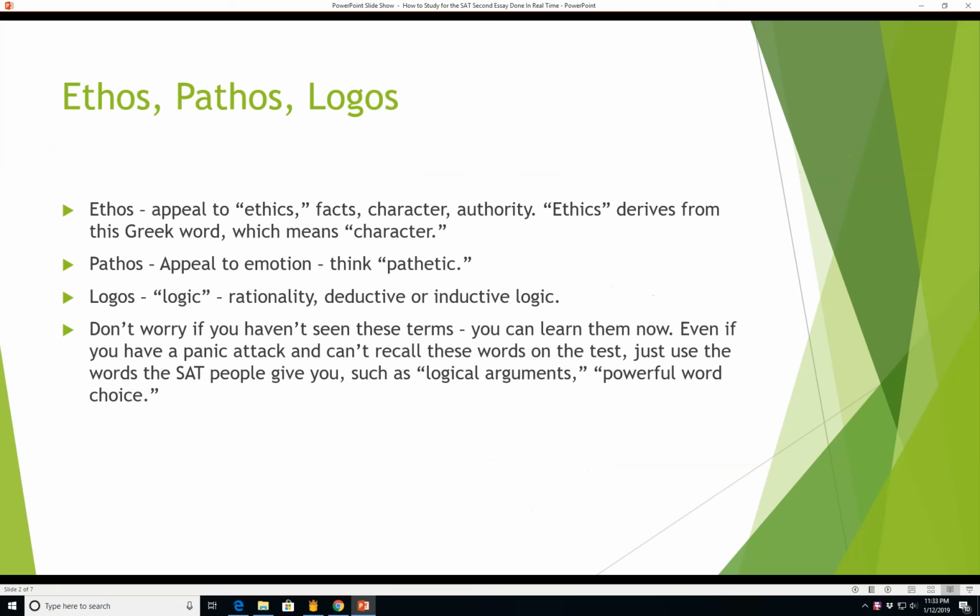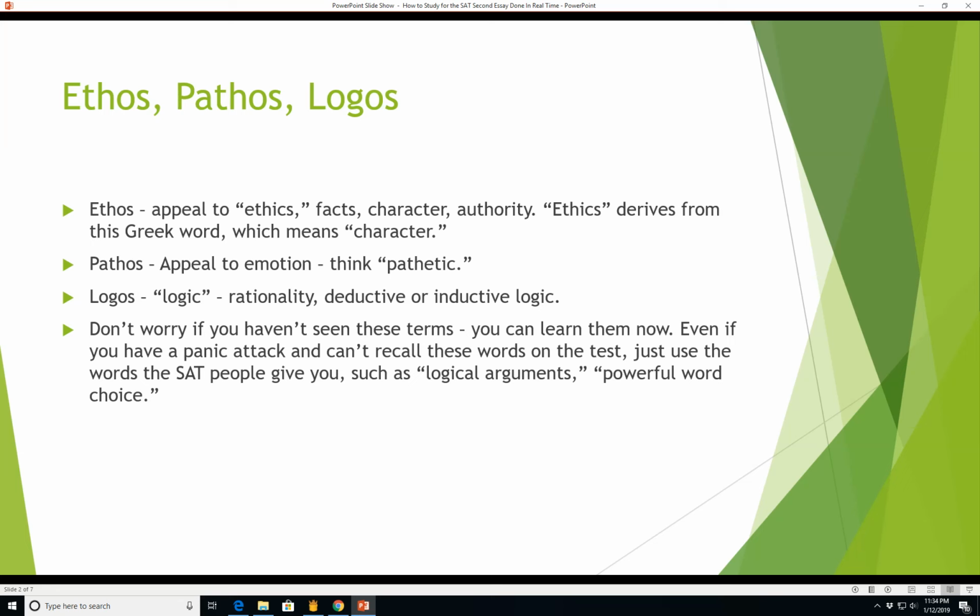So the things that you're going to want to do on the SAT essay are analyze the source for ethos, pathos, and logos, the source, of course, being the essay that you'll have to read as a prompt. So ethos is an appeal to ethics, facts, character, or authority. The word ethics derives from this Greek word ethos, which means character. Pathos is an appeal to emotion. You can think pathetic. Doesn't have to be sad like pathetic would imply, but just any emotion is going to be pathos. Logos is logic, rationality, deductive, or inductive logic.